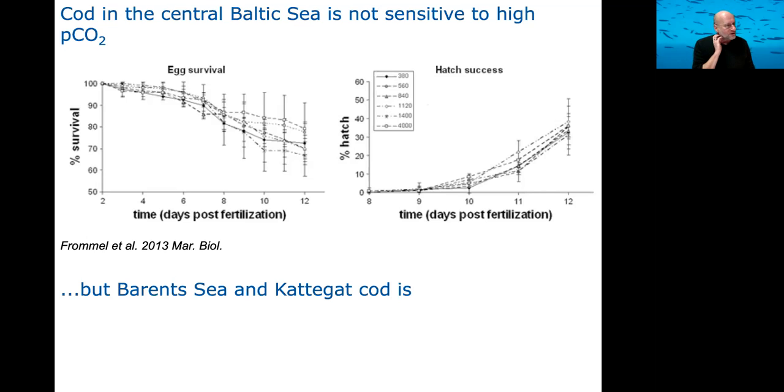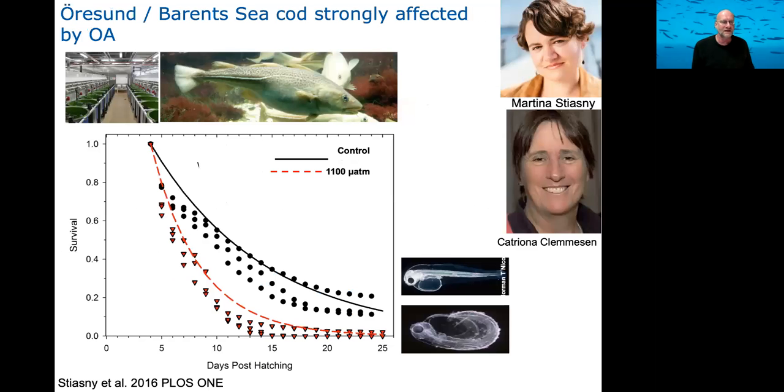However, cod from the areas that normally do not experience these really low pH values, AKA high PCO2 values, are very sensitive. These are the data from Öresund cod, at the exit or entrance of the Baltic Sea, and from Barents Sea cod, so the Skrei actually. Both were shown in very skillful experiments done by PhD student Martina Stiasny under the lead of Katriona.